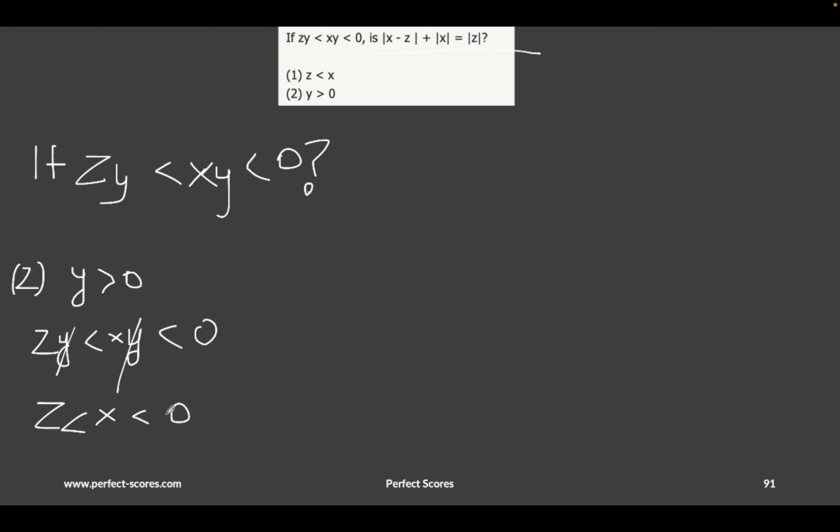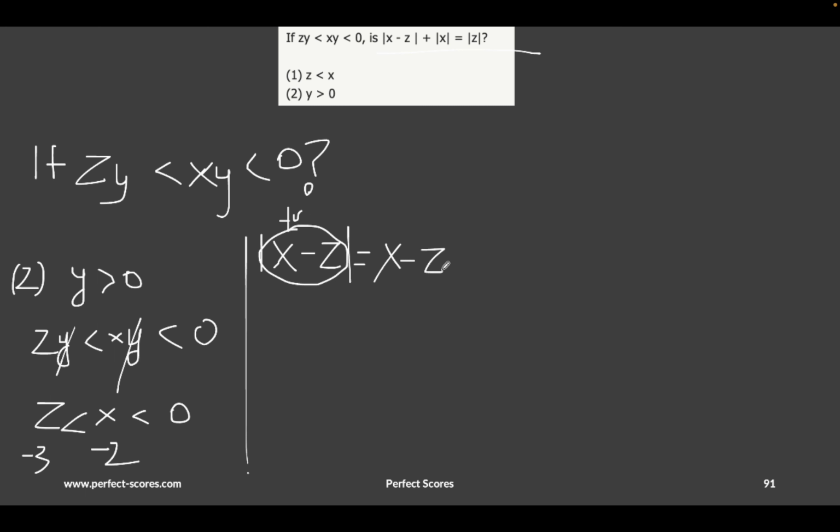For instance, z can be something like -3, and x can be something like -2. So then what happens to this inequality here? What happens to the absolute value of x minus z? Is x minus z a positive number, or a negative number? You can clearly see from this example that x minus z is going to turn out to be a positive number. That means when it comes out of the absolute value, it just comes out as x minus z, because a positive number comes out as positive. So that is x minus z.